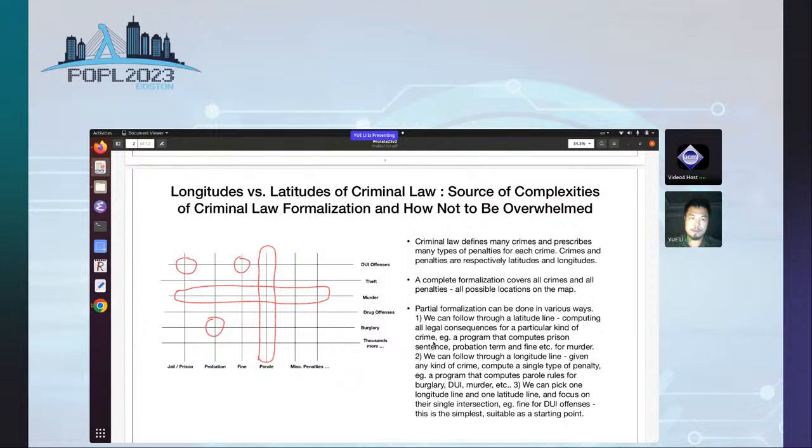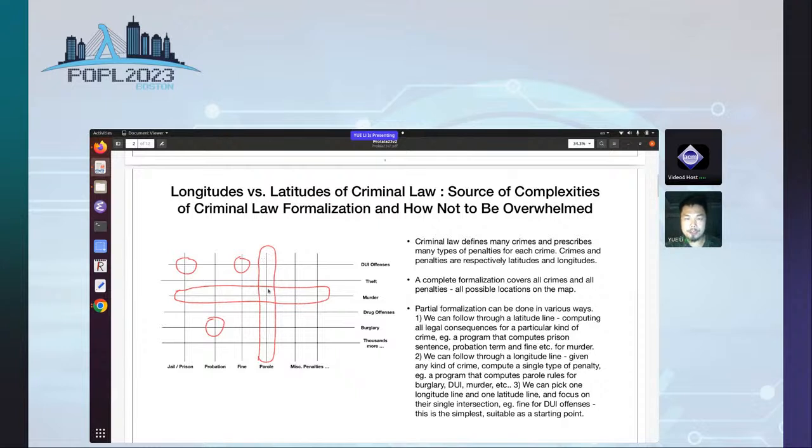It is criminal law, and criminal law has its own complexities. It has its longitudes and latitudes. On the one hand, the criminal law defines many crimes, and on the other hand, it defines a variety of penalties for each crime. In this image on the left-hand side of the slide, I use horizontal lines to denote the different kinds of crimes. For example, there are DUI offenses, theft, murder, drug offenses, etc. And I use the vertical lines to represent possible penalties associated to each crime. They have intersections between the horizontal line and the vertical line.